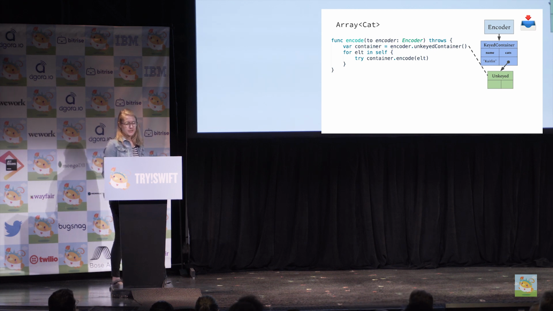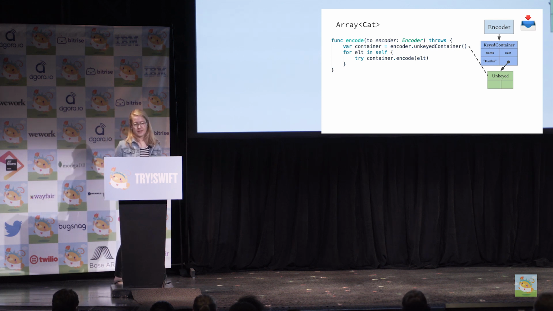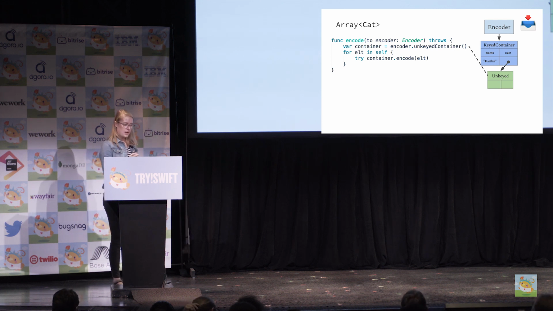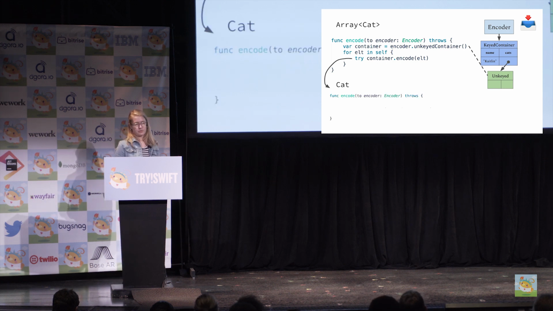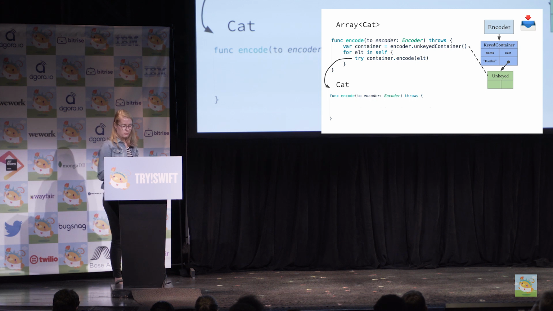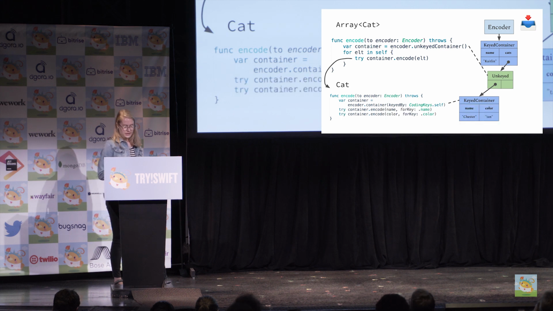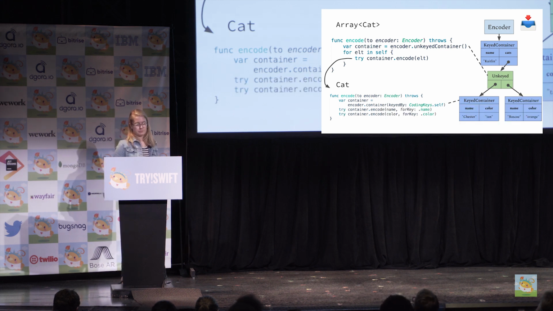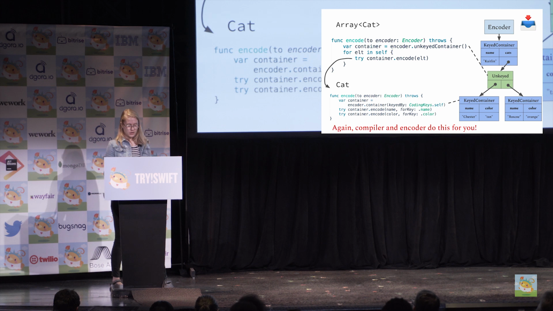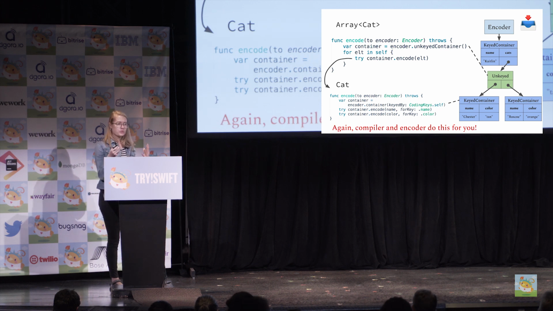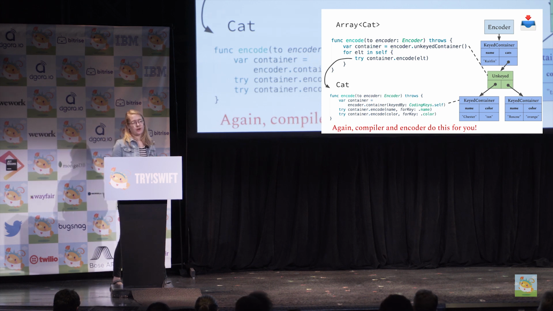You'll also notice in here that when we call container.encode, we are passing in another encodable type there. And when we do that, we do another level of recursion down to the cat encode method. So then when we request a keyed container here, that gets properly nested at the right spot. We fill that in, and then we do the same for the other cat. So the compiler and the encoder are doing all this for you if you want your output to look just like what I've given here.